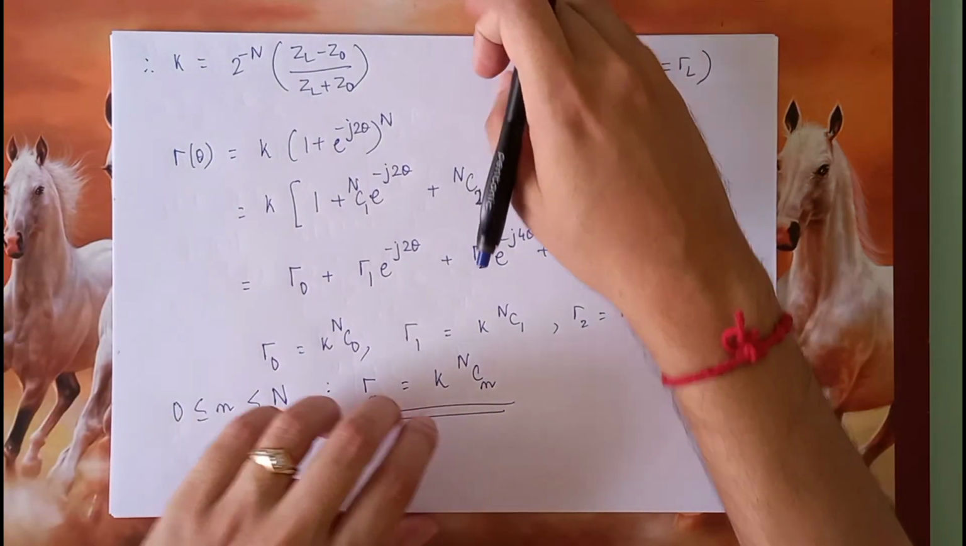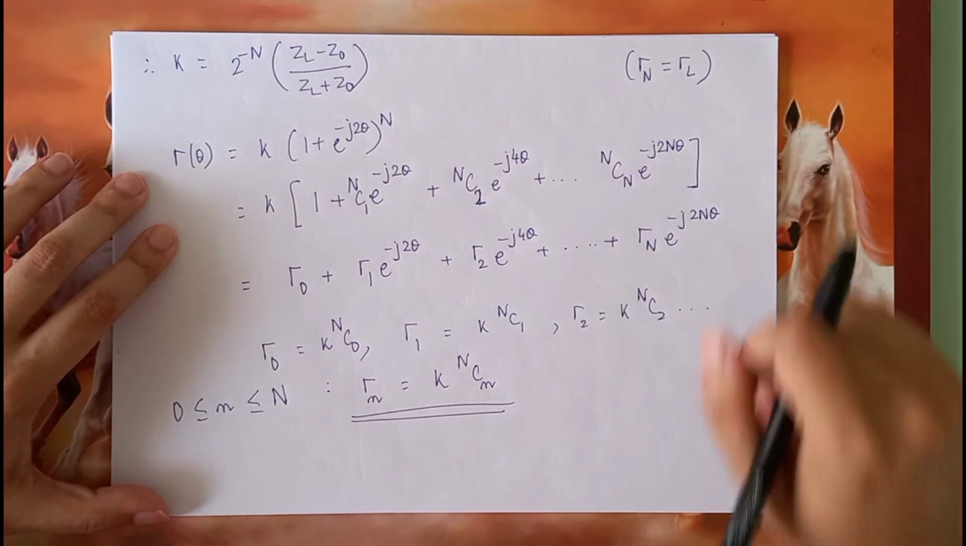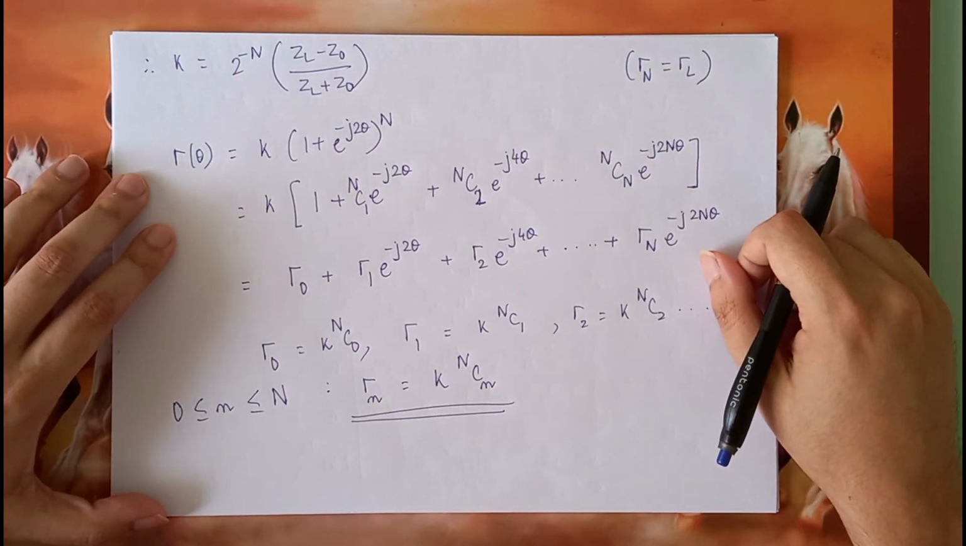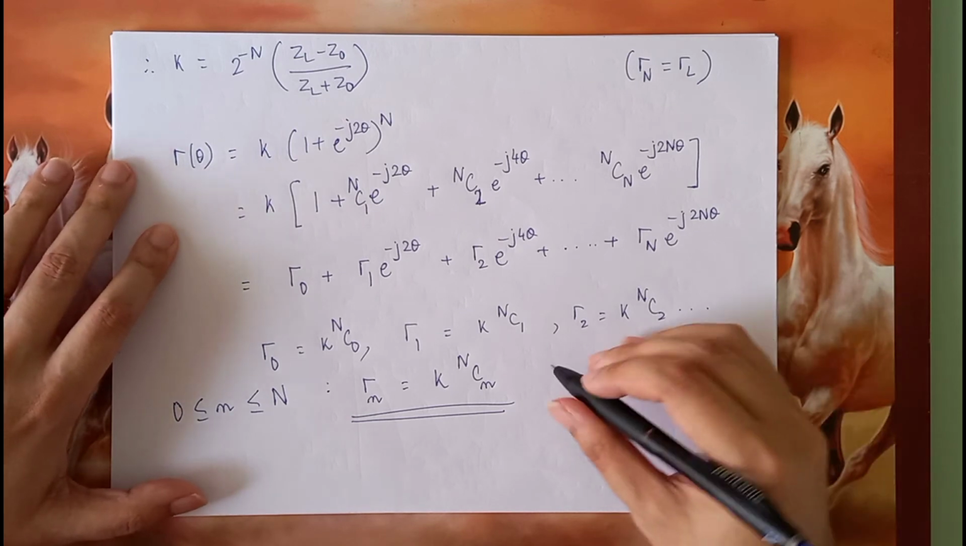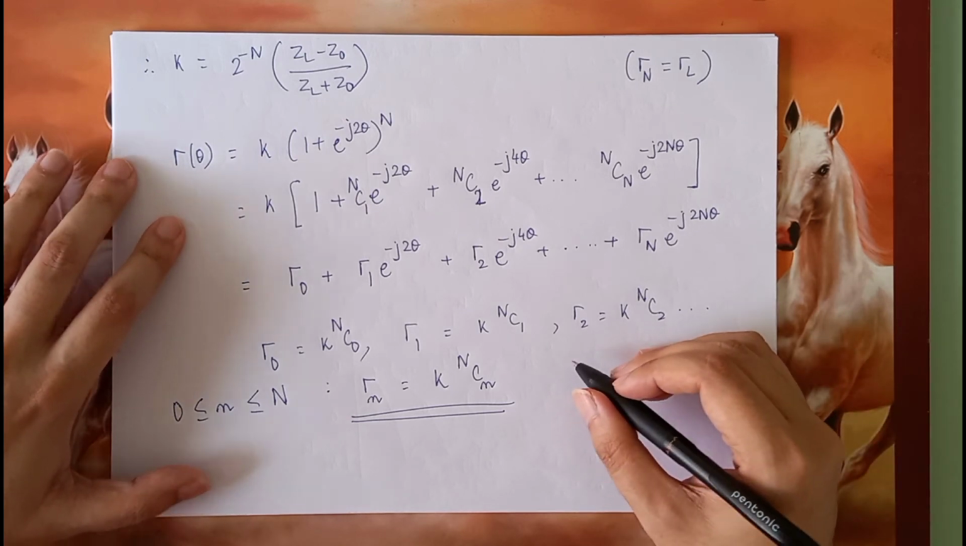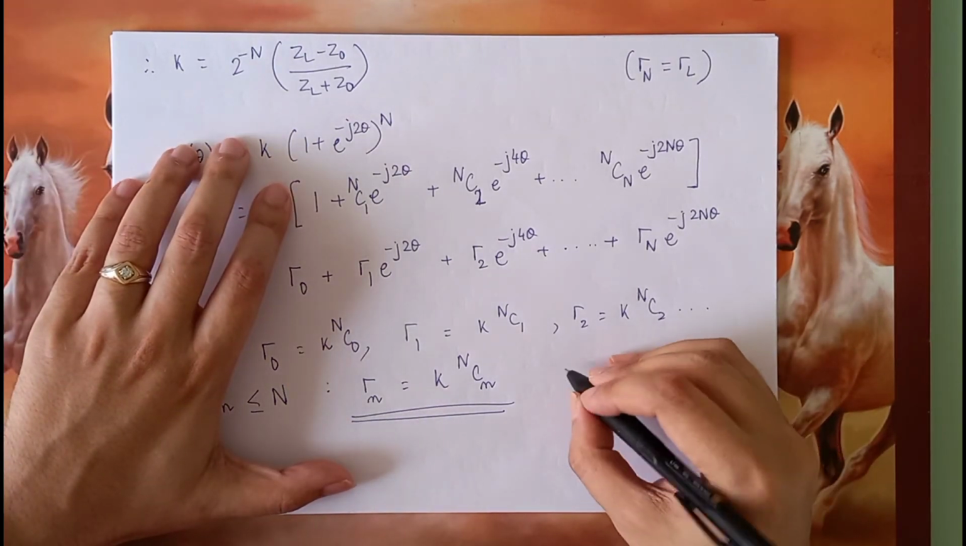Now, let us not forget how these individual reflection coefficients are defined. We have already defined these individual reflection coefficients when we were discussing the equal gamma transformer as well.